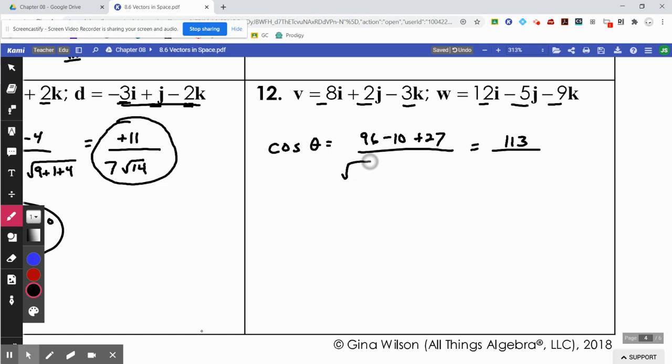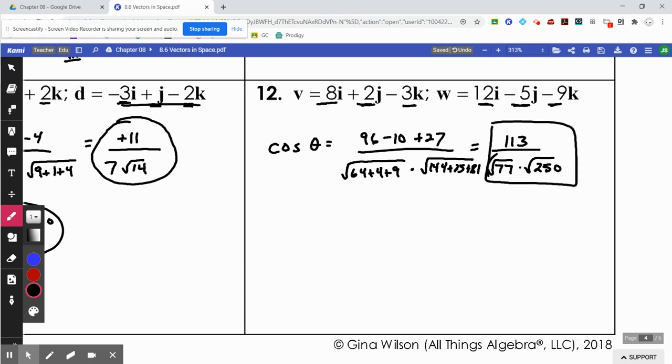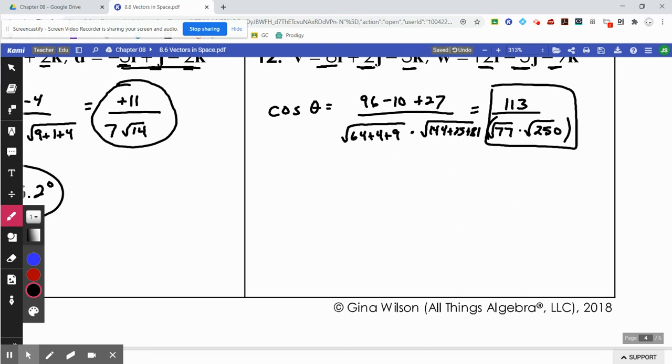The magnitude of vector V be 64, 4, and 9, which is going to be the square root of 68 and 9, which is 77, times the magnitude of W, which is 144, 25, and 81, which is going to be the square root of 250. Again, type this whole thing into your calculator now. Make sure to put the bottom in parentheses if you type it in all at the same time. Move the cosine over by finding the inverse cosine, and you find out the angle between these two vectors is 35.2 degrees.